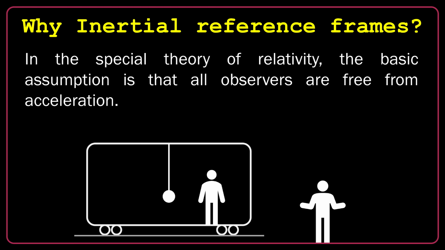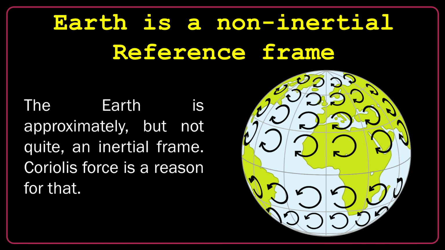But more than that, it is also very important in the special theory of relativity. Because in the special theory of relativity, the basic assumption is that all observers are free from acceleration. So if you are going to use the special theory of relativity, you should be either at rest or moving at a constant velocity. Otherwise, you are accelerated, and then you should learn general relativity.